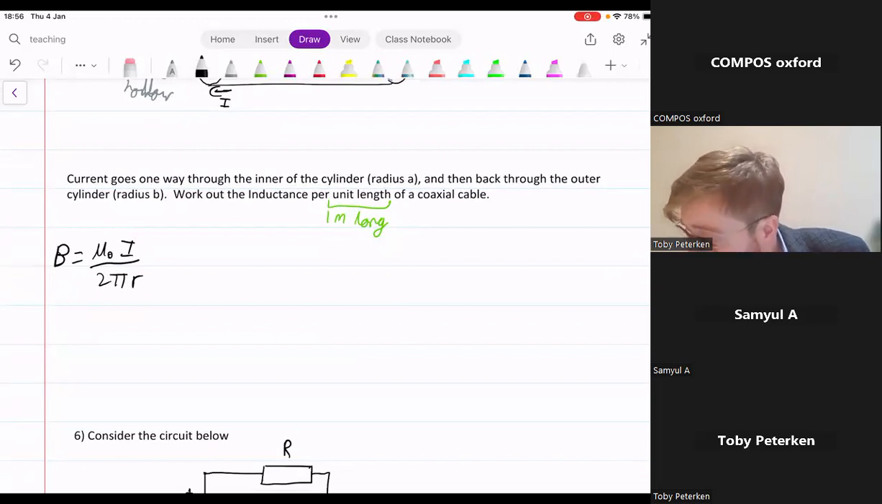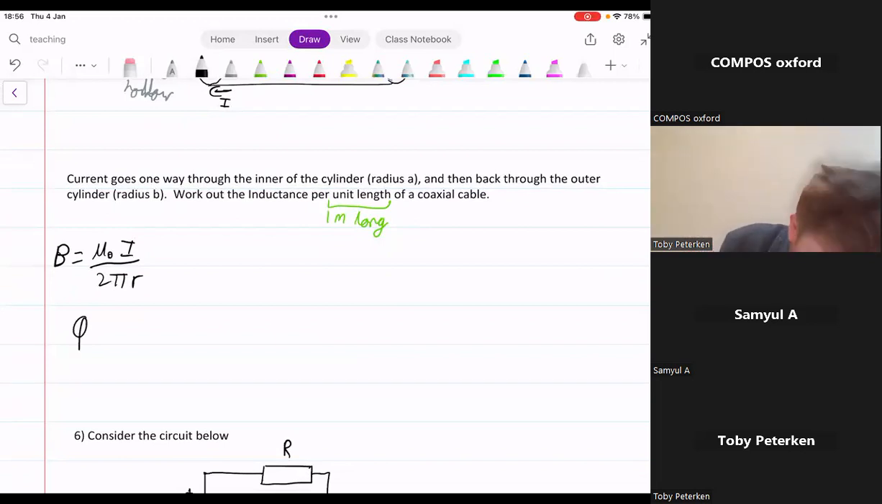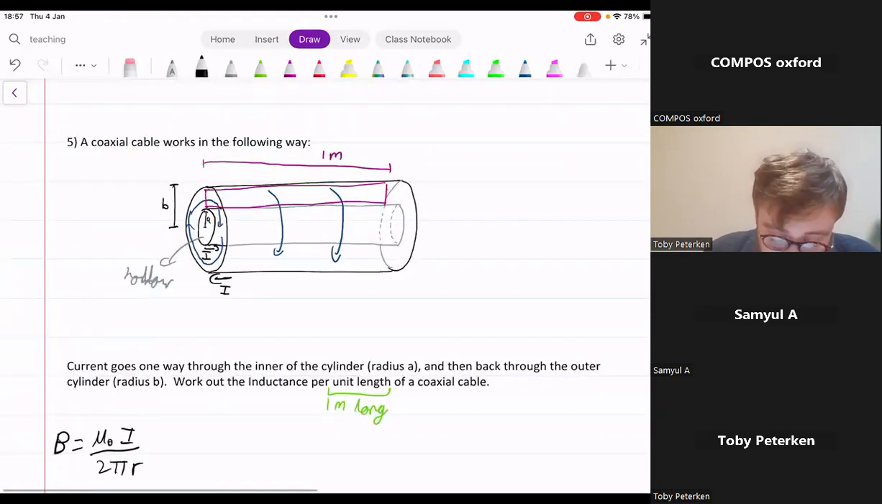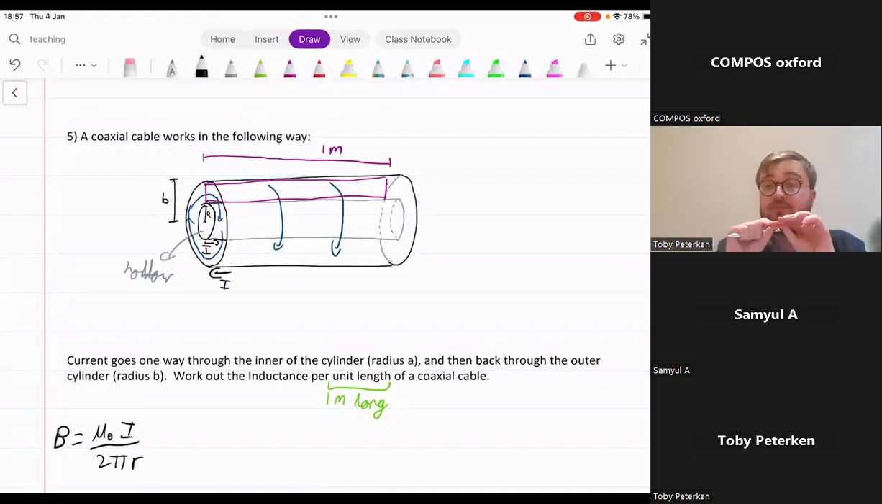And so the flux, once again, okay, good, you have seen it, thank you. To work out the flux, we're going to do what we did before. We're going to break it up into lots of rectangles.